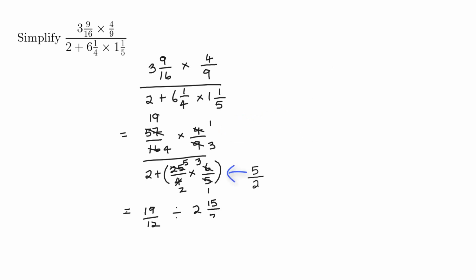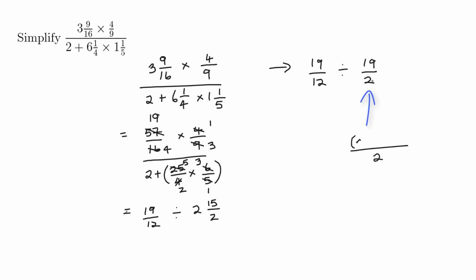Now the denominator is 2 plus the product of the fractions. That product is 5 times 3 over 2 times 1, or 15 over 2. This leaves us with 19 over 12 divided by 19 over 2, where the 19 over 2 is given by the denominator of 2 and 15 over 2. Now, 2 and 15 over 2 is the same as 2 times 2 or 4 over 2 plus the 15 over 2, which is 19 over 2.